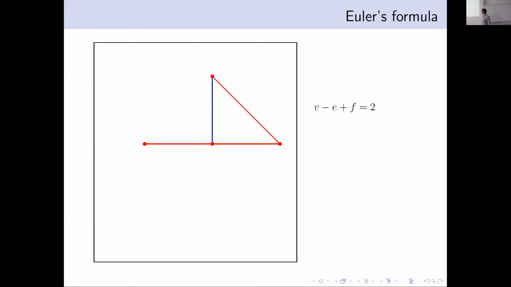And then I have the second type of edge I can glue there. I can glue the edge by two vertices. And what does this do? Well, it adds one edge. It doesn't add any vertex, but it adds a new face. Well, of course, this is non-trivial to prove exactly, right? You need the Jordan curve theorem for that. But more or less, this is the moral of the story. And this is the proof of the Euler formula for graphs.